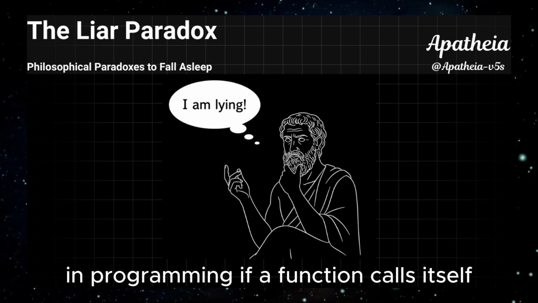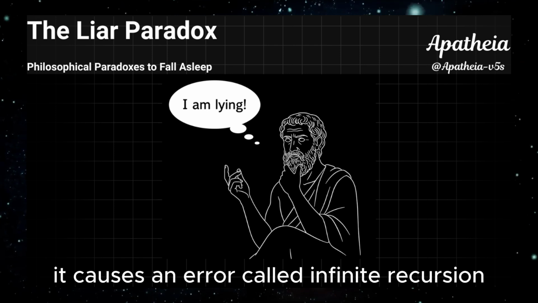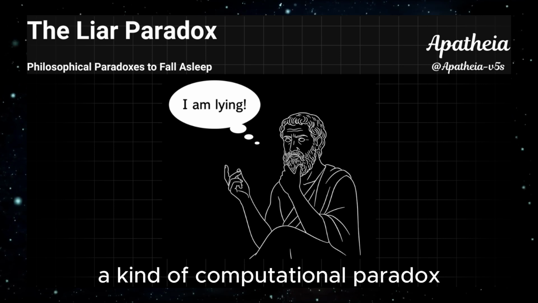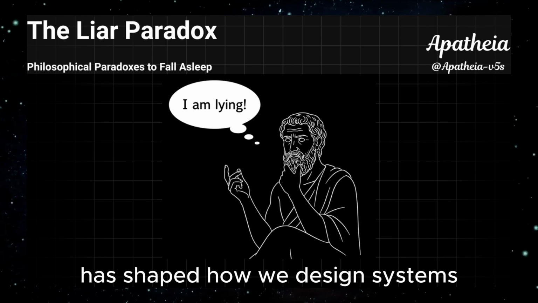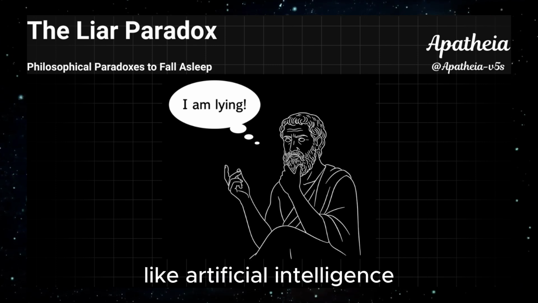In programming, if a function calls itself without a clear stopping point, it causes an error called infinite recursion, a kind of computational paradox. Understanding how to manage self-reference has shaped how we design systems that can reason and talk about themselves, like artificial intelligence.